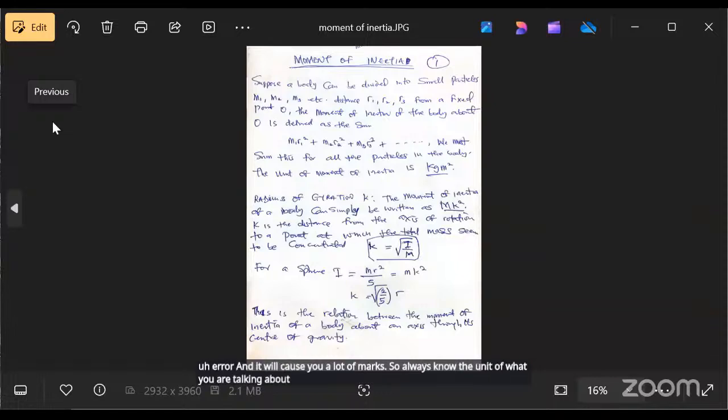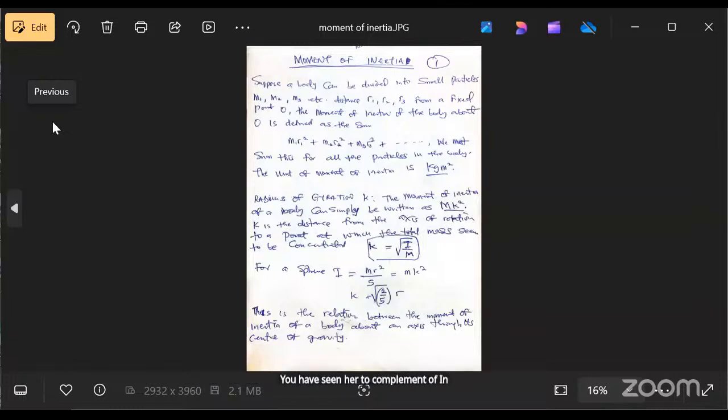We have defined moment of inertia. You have seen how to calculate moment of inertia. You have seen the unit of moment of inertia. So when you see questions on moment of inertia, you should be able to relate with that.